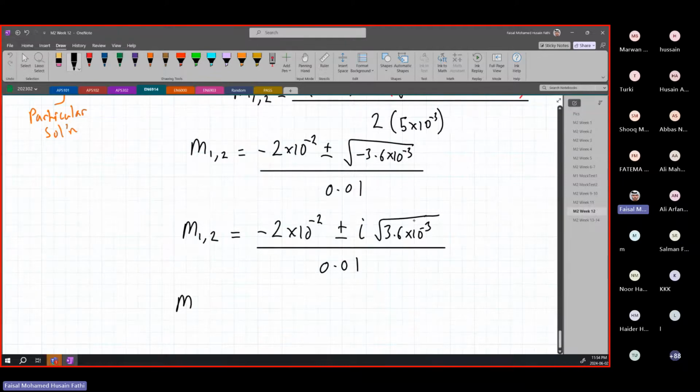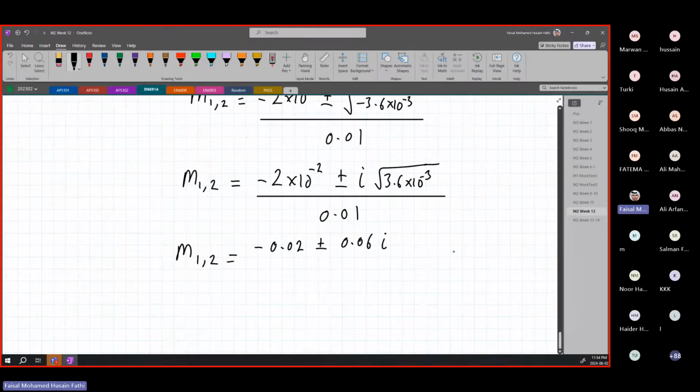So m12 is equal to minus 2 times 10 to the negative 2, which is just minus 0.02, plus or minus the square root of this, which is going to be 0.06i. All right. If we divide all of this now by 0.01, m12 is going to be equal to, so negative 0.02 divided by 0.01 is simply minus 2, and 0.06 divided by 0.01 is just 6i.